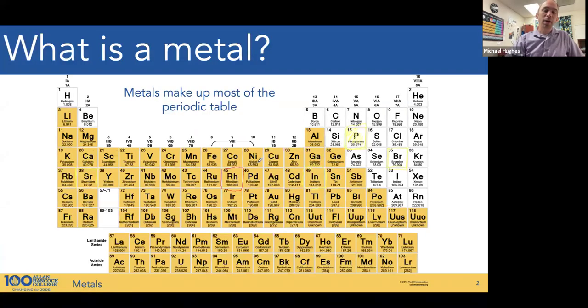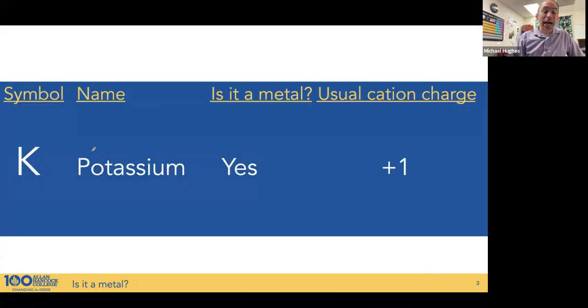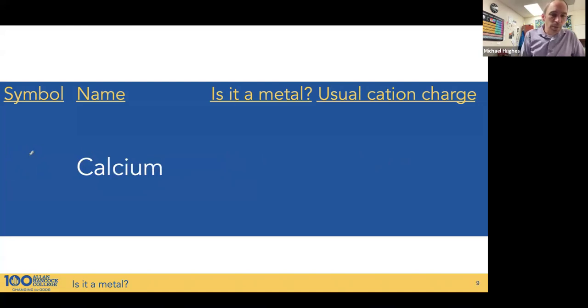Calcium, is it a metal? Calcium is element 20 here. In group 2 or 2A, it's an alkaline earth metal. So calcium with symbol Ca is a metal. Yes, an alkaline earth metal, always forming a cation charge of +2.